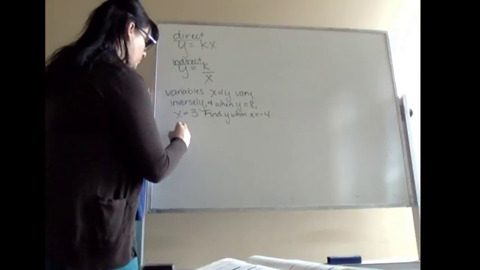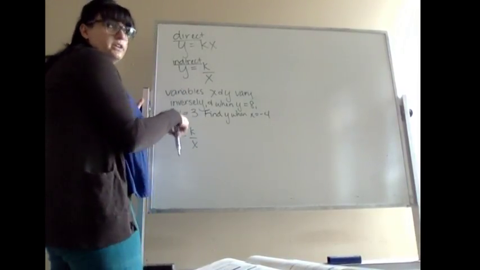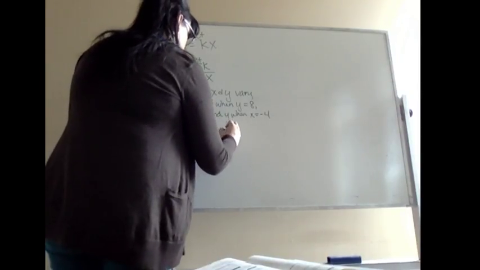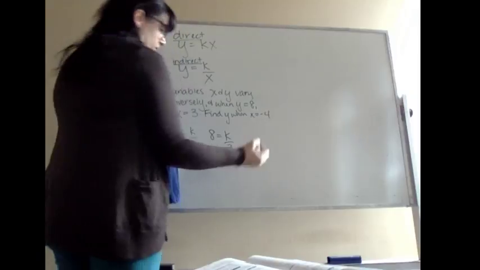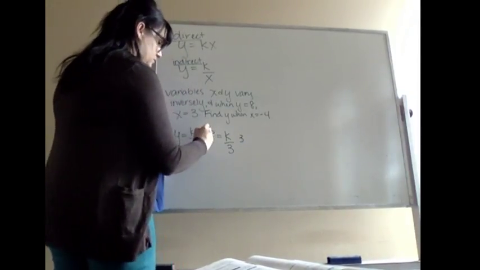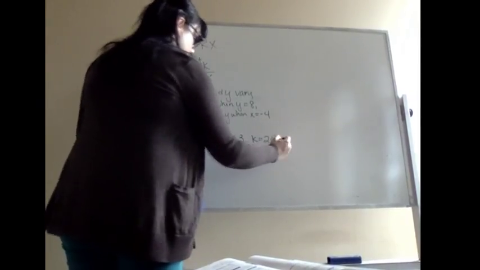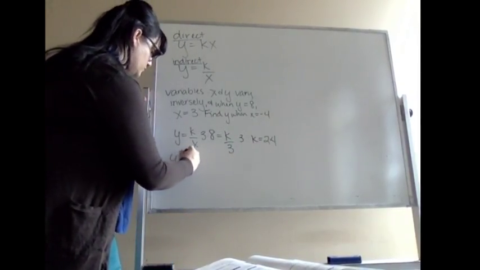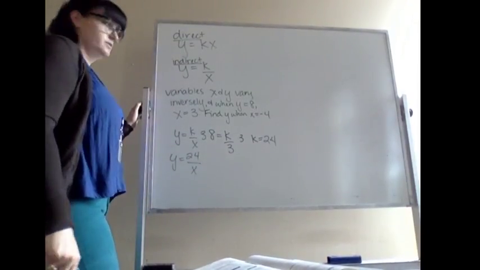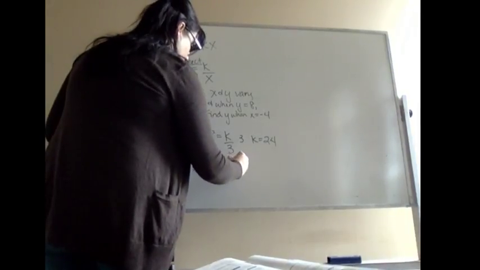So y equals k over x because they said inverse variation. So we know it's going to be this one. So when y is 8, 8 equals k over 3. So just solve for k. K equals 24. So our equation is y equals 24 over x. So to find y when x is negative 4, we just plug in negative 4.